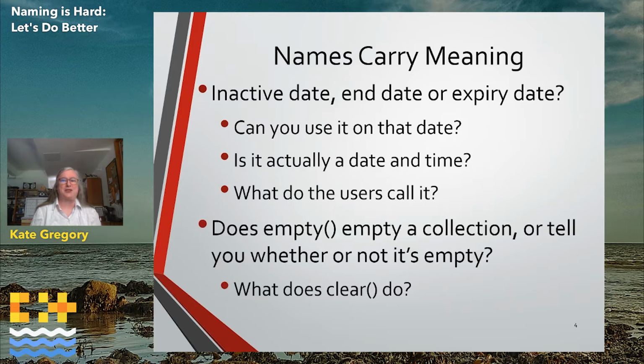Great example from the standard library. There's a function called empty. Right? Is that a verb that empties a collection? Or is it sort of an adjective and you're querying whether it's empty or not? And it's a clue that there is a function called clear. Oh, okay. And maybe you changed your vote after you learned that.